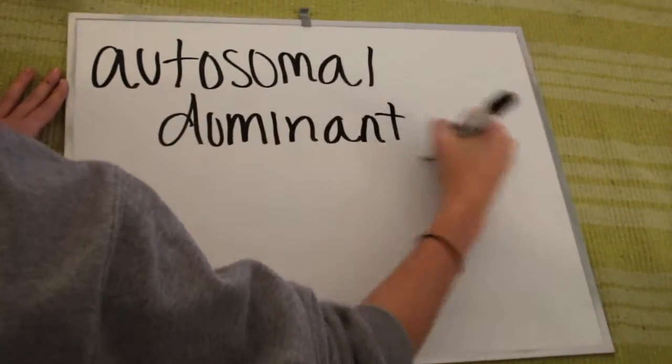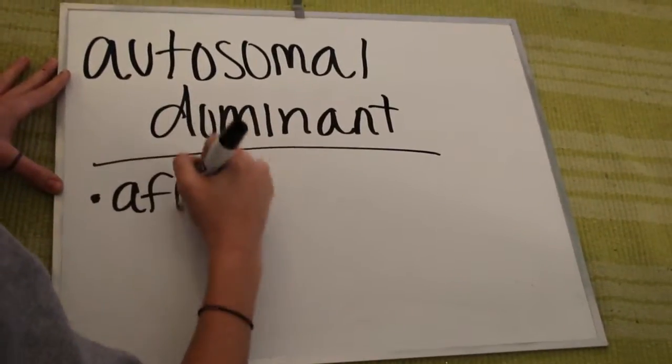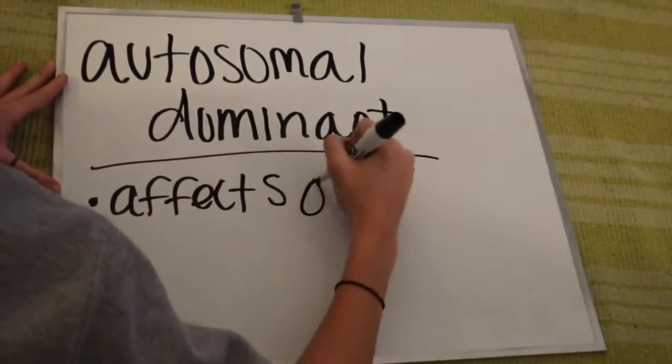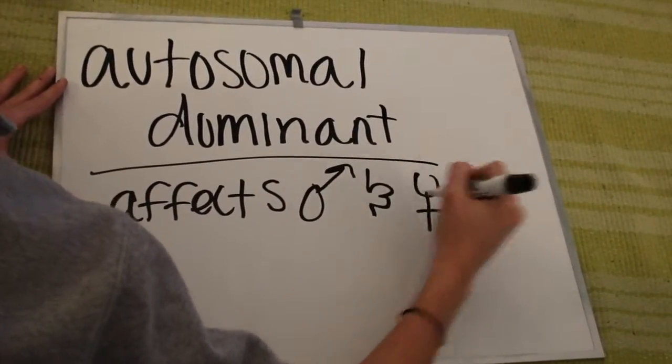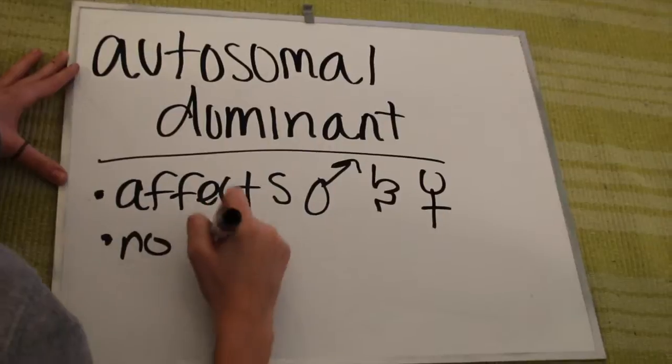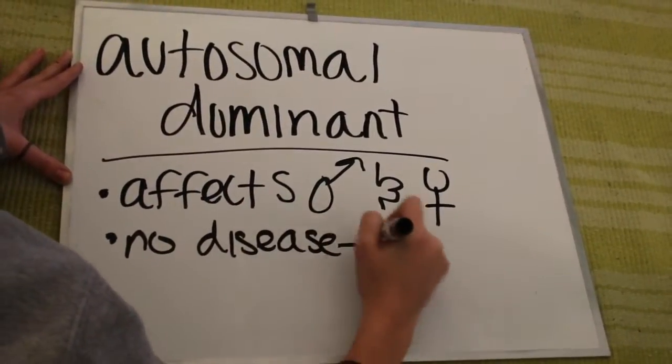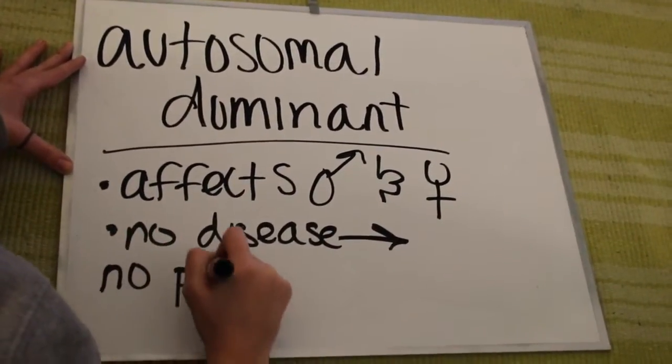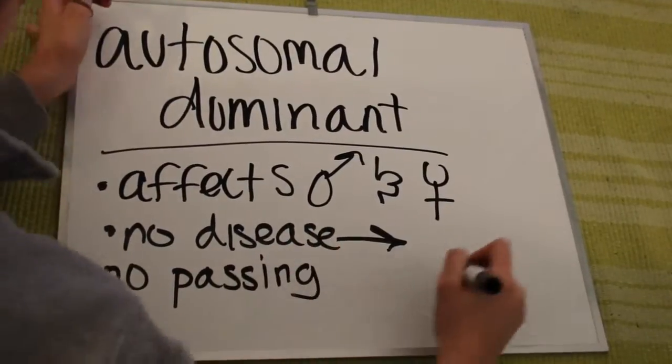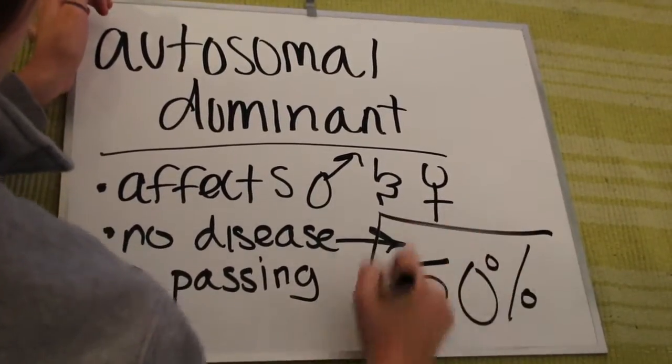Autosomal dominant describes a condition in which individuals with the disease have one affected parent and one unaffected parent. Every generation has affected members, both males and females, who are affected at the same rate. You can't inherit the disease from an unaffected parent. A parent with an autosomal dominant disease has a 50% chance of passing that along to their children.